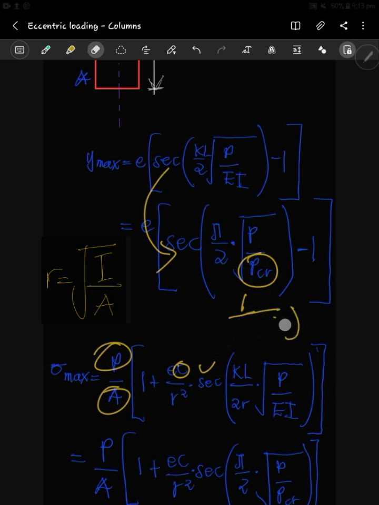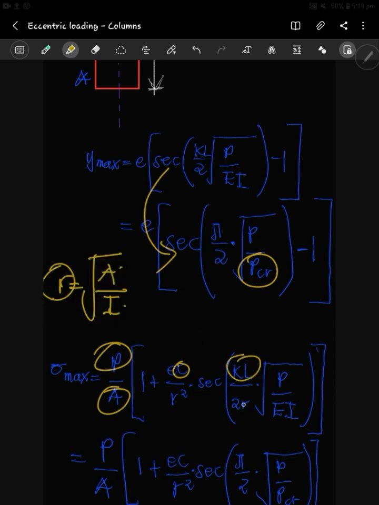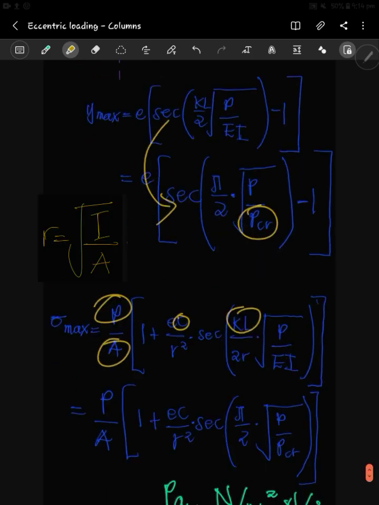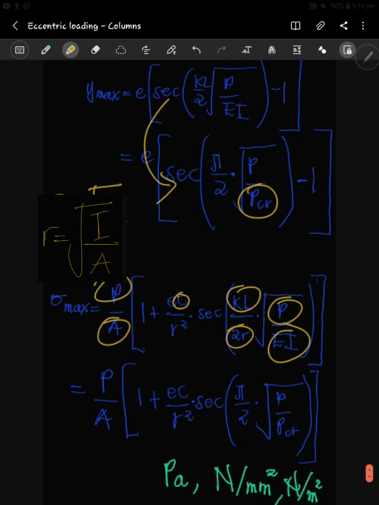Now what are we looking at? We know that KL is the effective length, and then this 2r here is 2 times the radius of gyration, then EI, and the applied load P. The same e here is the eccentricity, c is the distance from the outermost fiber to the central axis, and r is the radius of gyration, with the reciprocal of cosine.